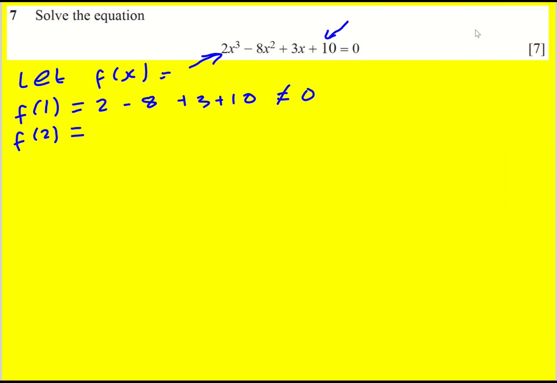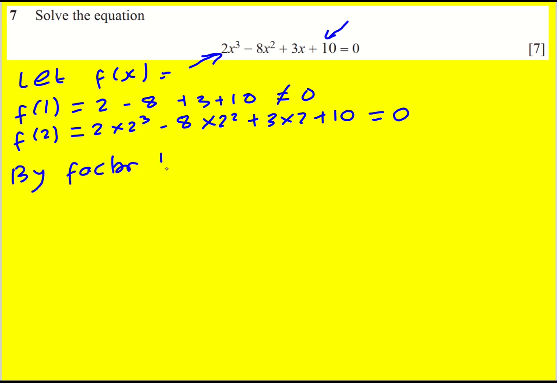We get 0. So I will write down 2 times 2 cubed minus 8 times 2 squared plus 3, but I don't think I need to show any more work. It's equal to 0. And by factor theorem, that means x minus 2 is a factor. We just need to find the rest, what else goes into it.